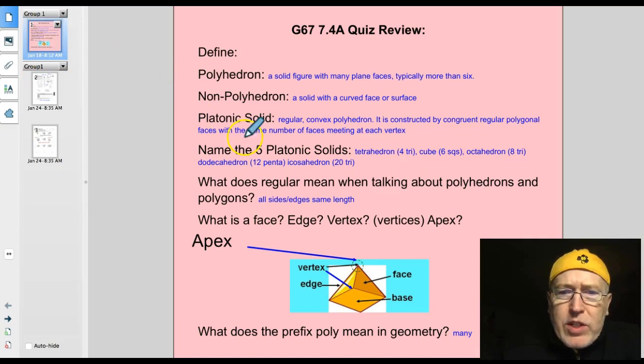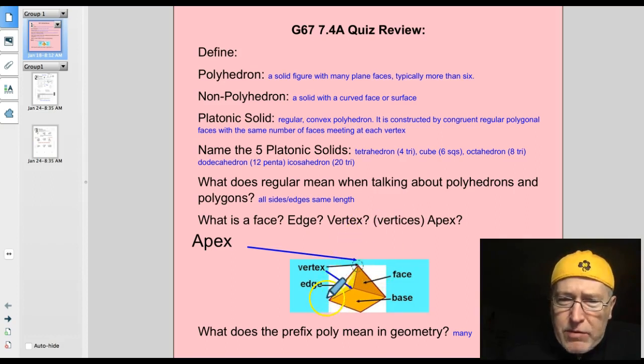A couple other quick things to review. What does regular mean? We talked about all sides are the same length. What is a face? I talked about that already. I used the term, but the face is this flat polygon surface here. That's a face. The edge is this line over here where 2 faces meet.